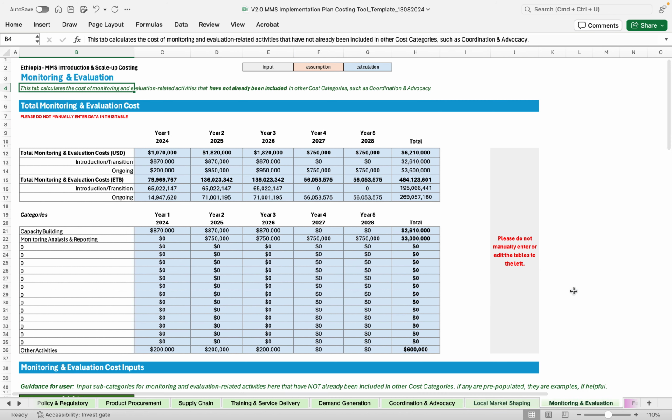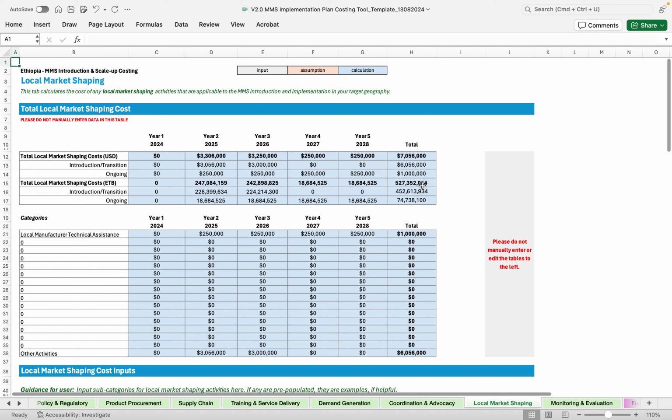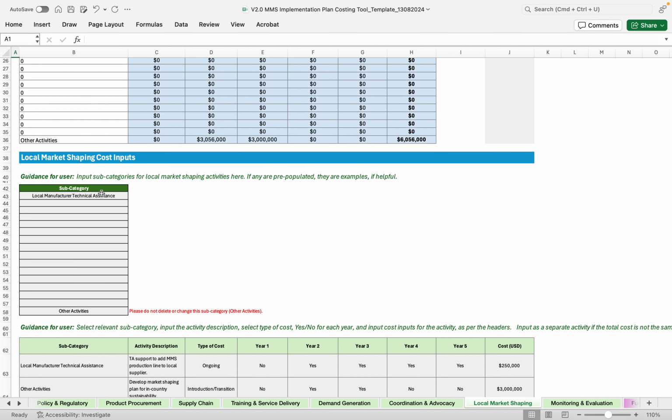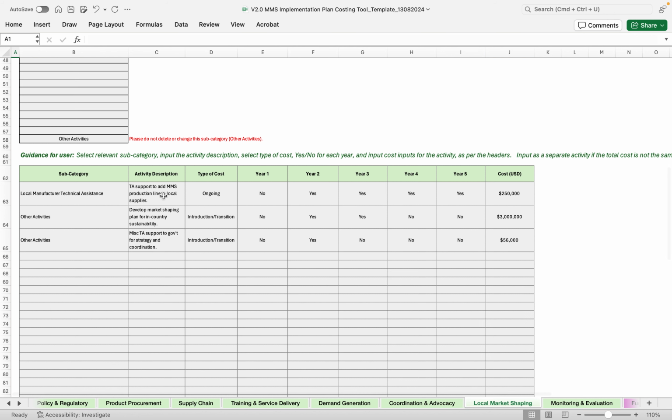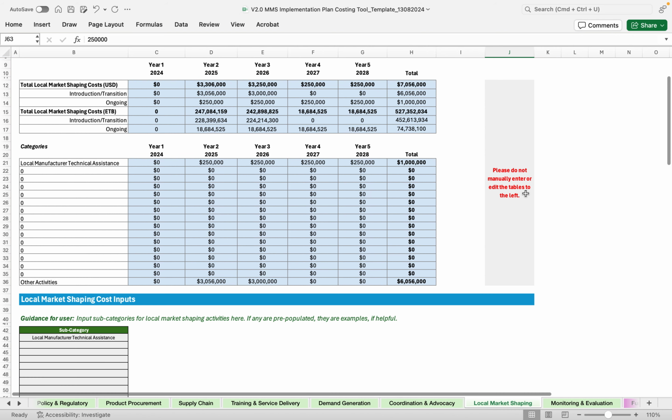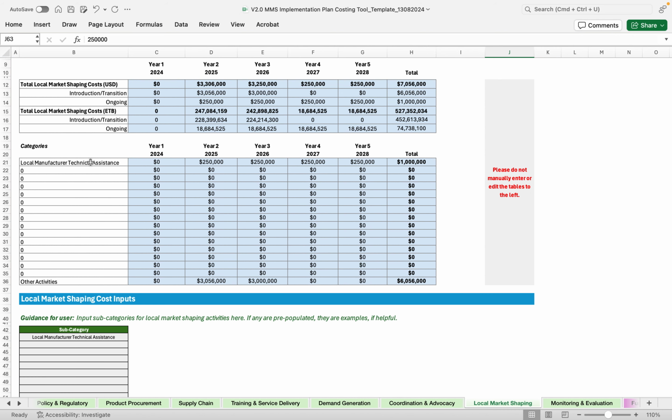Local market shaping and monitoring and evaluation are structured as those simpler tabs where you have a subcategory and you simply enter the activity details and the total cost. Local market shaping includes any activities applicable to market shaping within your target geography, within your country or subnational geography, not at a global level. So for example, local manufacturer technical assistance could be an applicable subcategory.